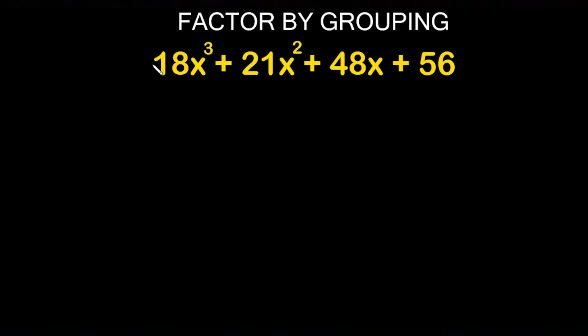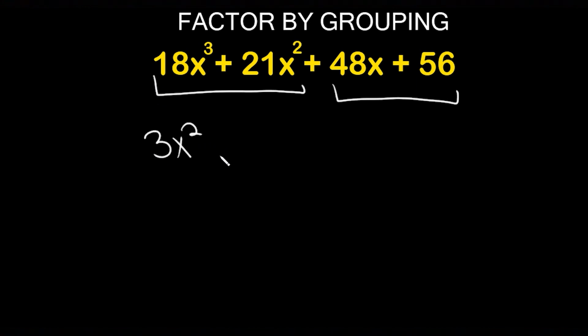All right. So step 2, group together the first 2 and then group together the last 2, just like that. Now we want to pull out a greatest common factor between both. Working on my first grouping here, what can I pull out? What do they both have in common? Well, they both have a 3 in common, and they also have an x squared in common. So I can pull out a 3x squared, okay? And then in parentheses, I will have 6x, and then I'll have plus 7, okay?